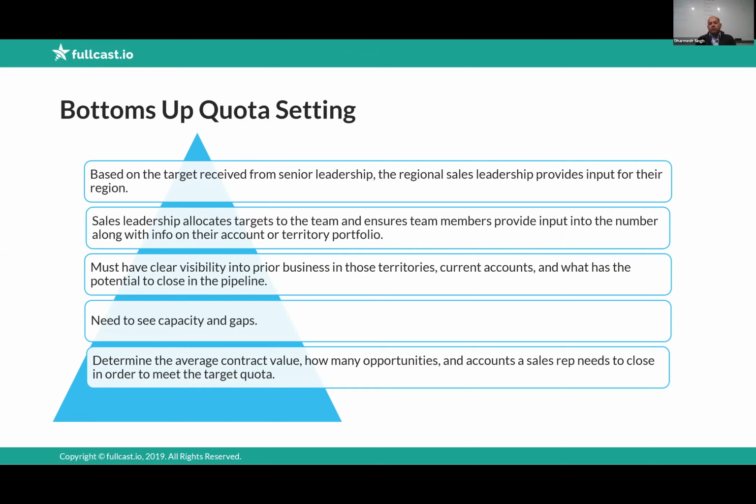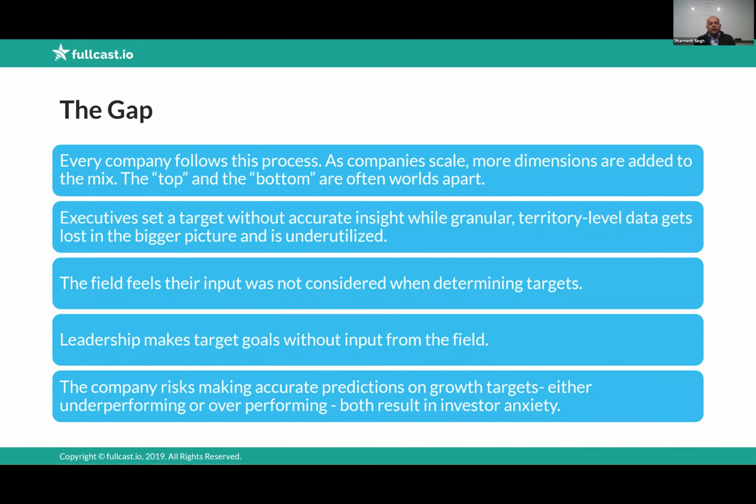So this is a little more complicated process, but generally it's a little more accurate because you're getting field input as well, and you can really make sure that the field is signing up for the number that they're going to carry. Ideally, you want top down and bottom up combined, so you can actually see the delta between the two and make that decision. And so when you're a small company, it is pretty easy to do because you can actually carve territories or reach out to the reps and ask them the number.